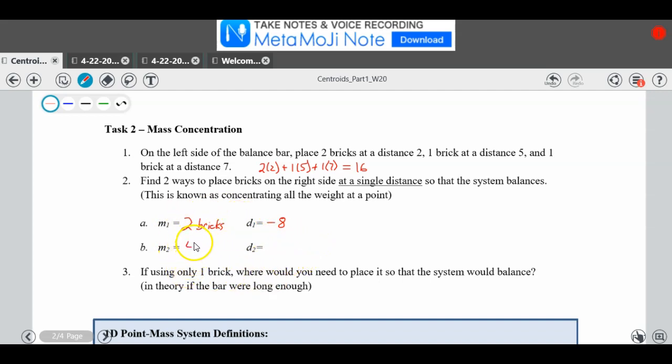So we said another way we could do it was 4 and 4. If you're only using one brick, where we need to place it, well, one brick would have to be 16 units to get that mass times distance to multiply to 16. So in theory, if the bar were long enough, this would be at negative 16 for the left. That one would also be a negative 4. So that's kind of the idea there.